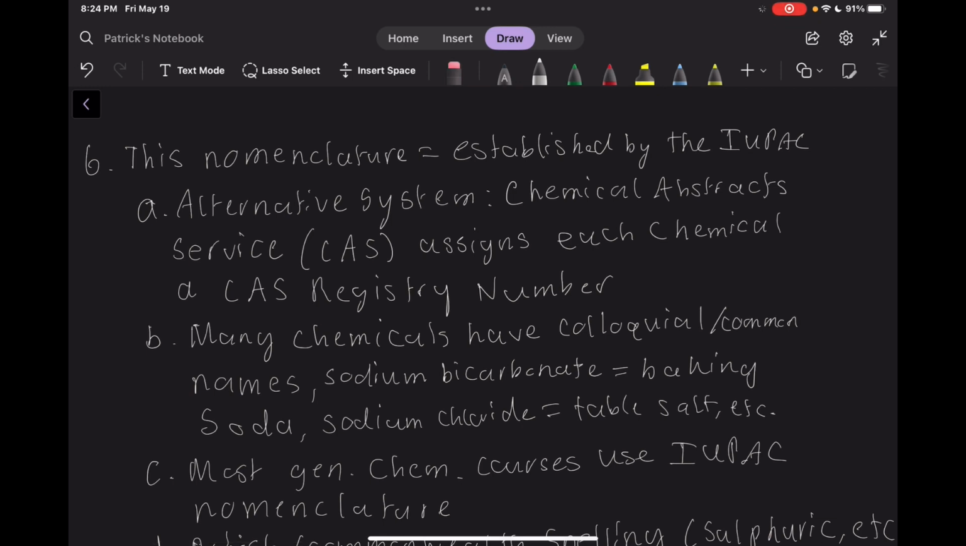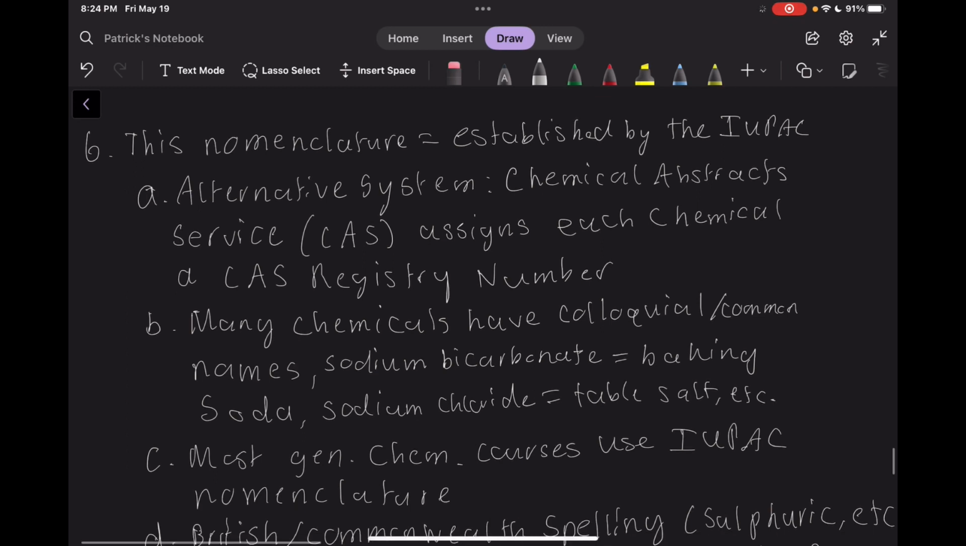That's it for chemical nomenclature, but here are a few concluding remarks. It's important to note that this nomenclature system is established by the International Union of Pure and Applied Chemistry, or IUPAC. An alternative system is provided by the Chemical Abstracts Service, or CAS. The CAS assigns each chemical a number called the CAS registry number, and these numbers are widely used in databases and other places where chemical data is stored.